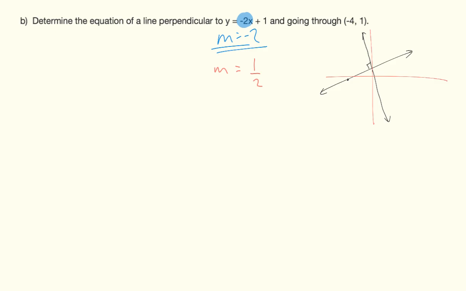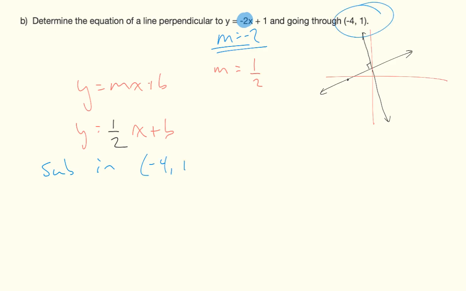So that's our slope. So we can sub that right away into y equals mx plus b. Well, y then equals 1/2 x plus b. And then we need to sub in another point that we know is on our line. Luckily, that's given to us right here. Sub in negative 4, 1. We will put negative 4 in the x position and 1 in the y position. So 1 equals 1/2 times negative 4 plus b, which leaves b by itself.